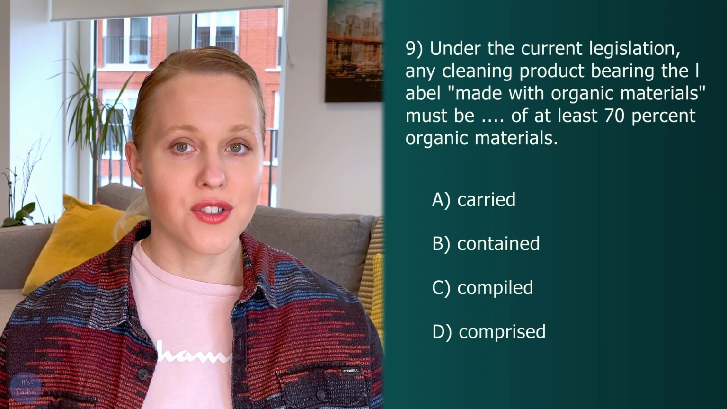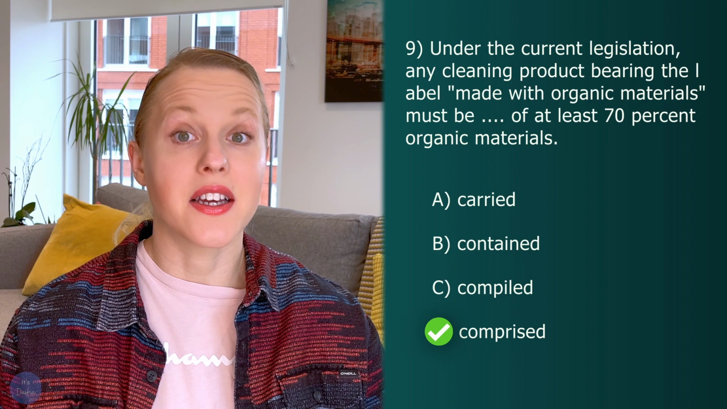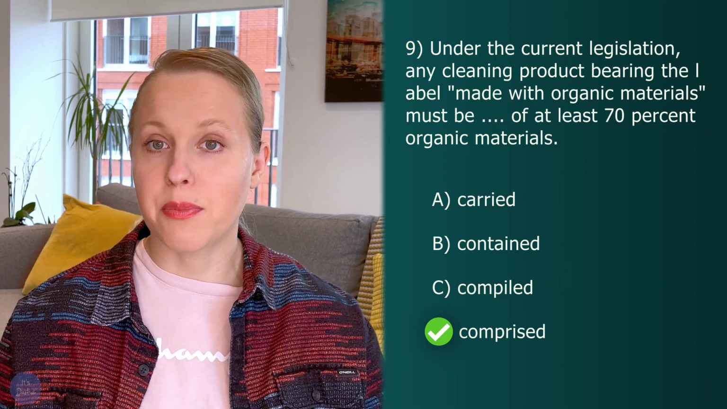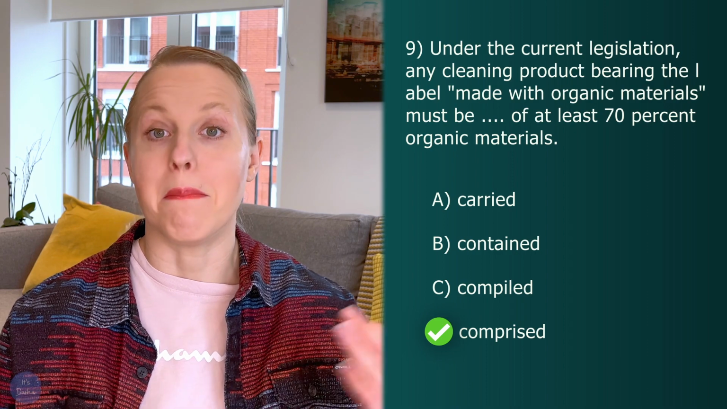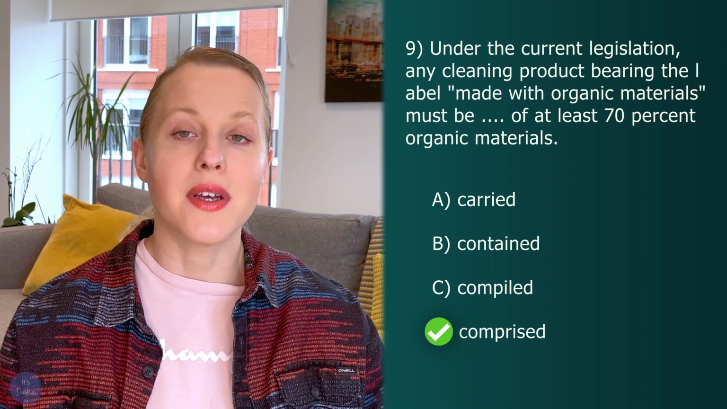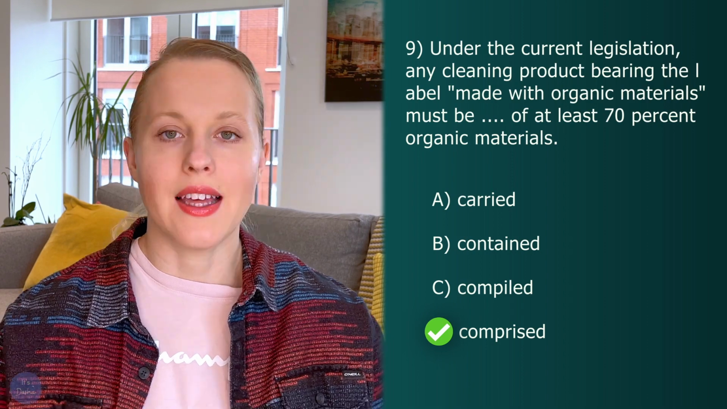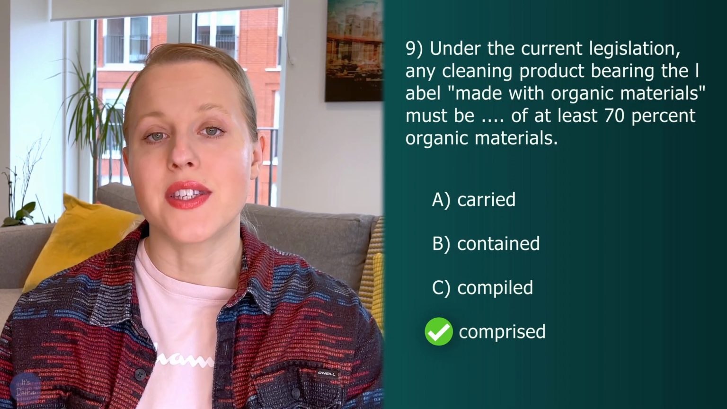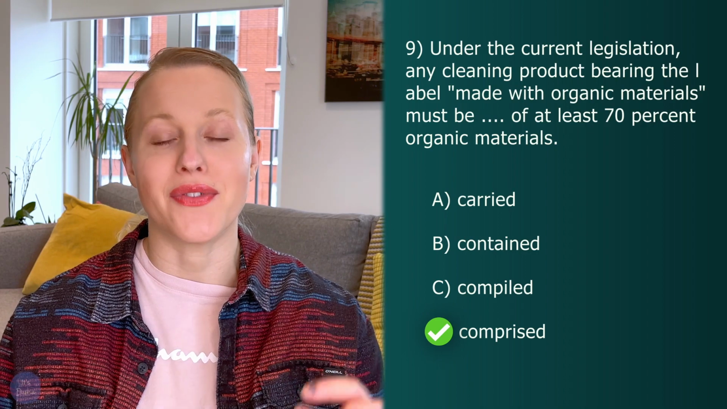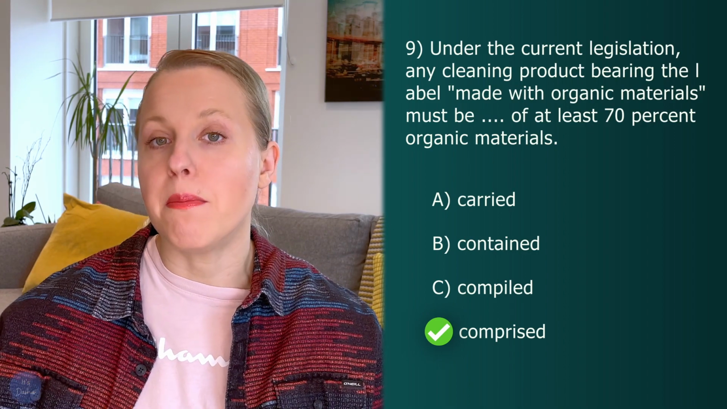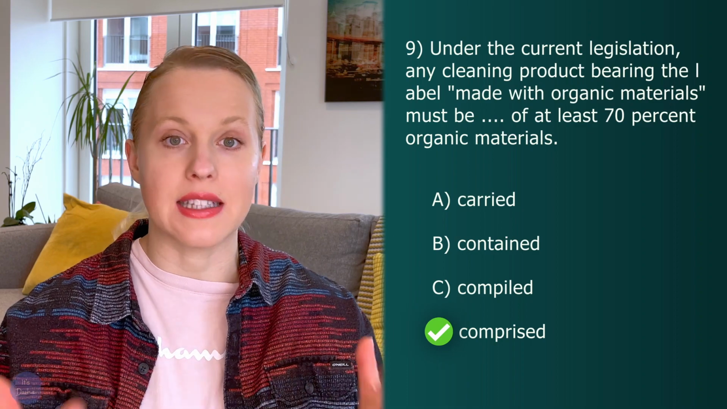And the answer to number 9 is comprised. Under the current legislation, any cleaning product bearing the label "made with organic materials" must be comprised of at least 70% organic materials. In this sentence, we're trying to say that if a product is made up of at least 70% organic materials, then it can bear the "made with organic materials" label.